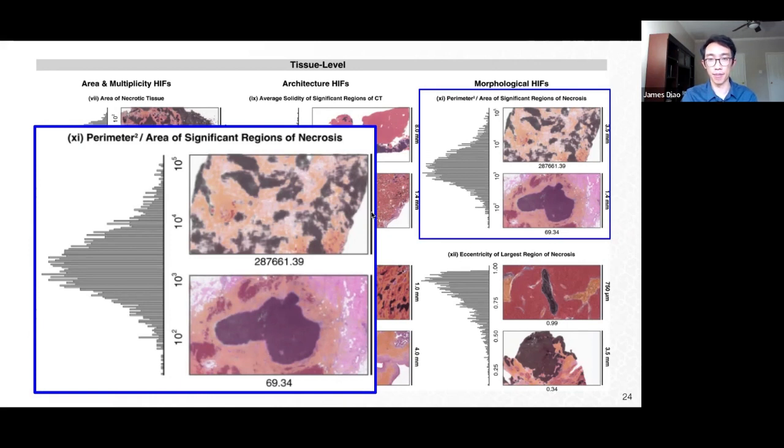So, for example, the model will output this heat map above, and then you can just take all the significant regions of necrosis, meaning any blob that's bigger than 10% of the largest blob, and then calculate its perimeter, calculate its area, take the square, take the ratio, and then just average all of those, or take the max or whatever it is, and that will be your feature. So essentially, the HIFs are computed just from the heat map and using only the heat map.